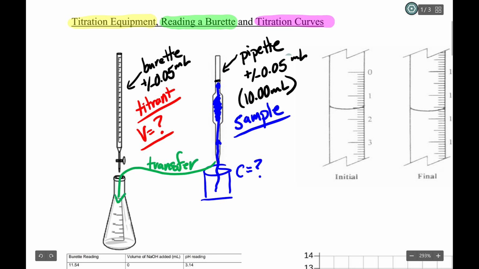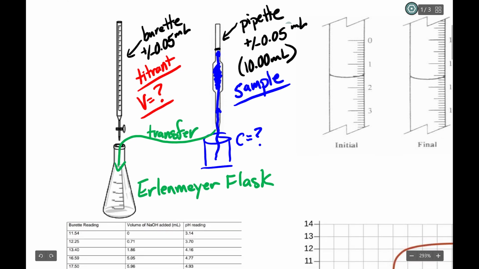that solution into what is called an Erlenmeyer flask. Or most places around the world actually call it a conical flask. Again, the Erlenmeyer flask would contain your sample. Now, sometimes you'd transfer into a beaker if you're using a pH probe. I'm going to talk about that in a minute. But I would use an Erlenmeyer flask if I was doing a titration and I was using an indicator.